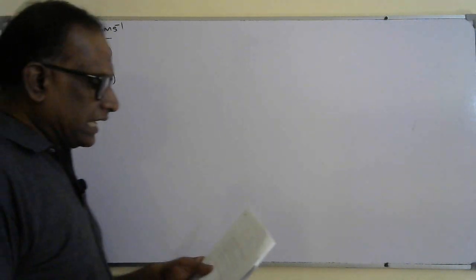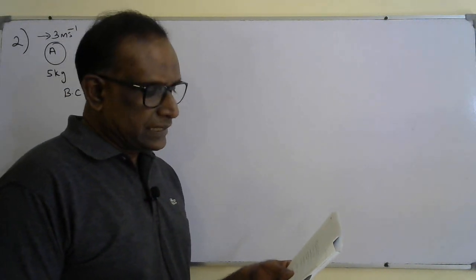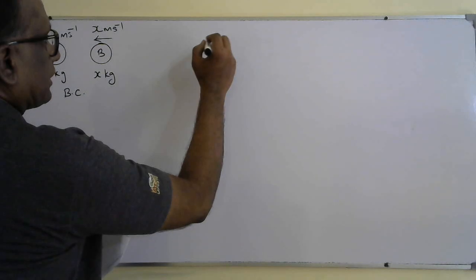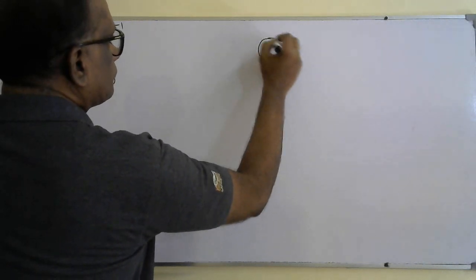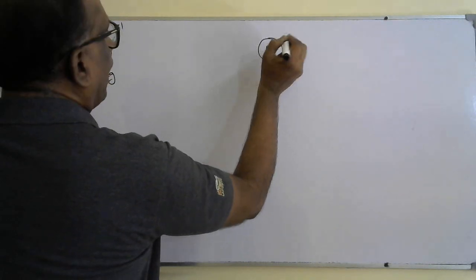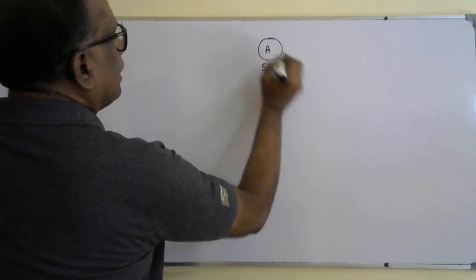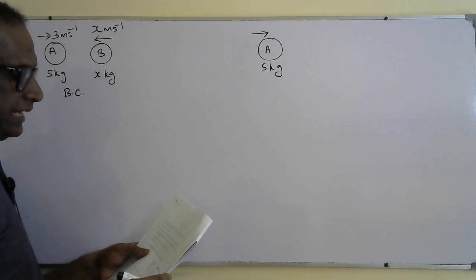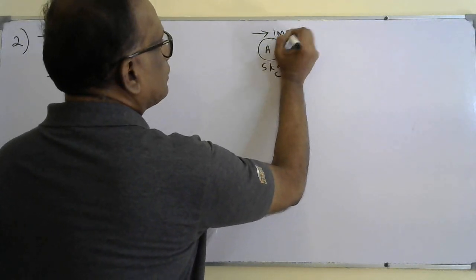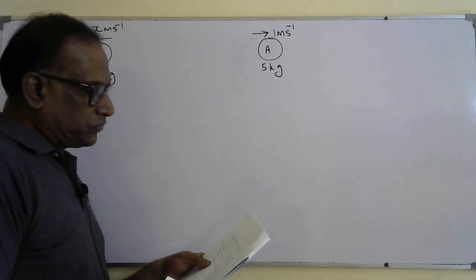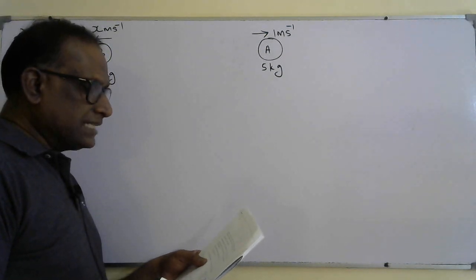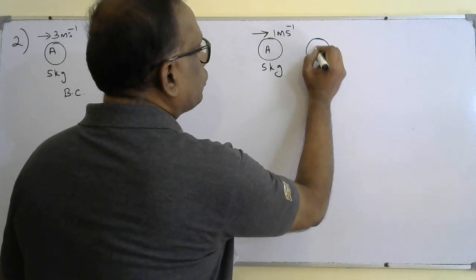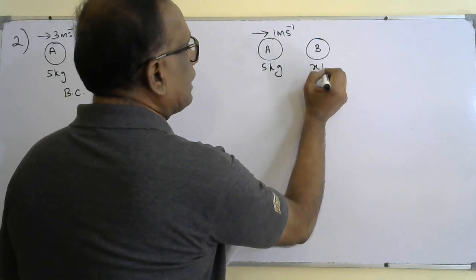Okay, immediately after collision, the speed of A is 1 meter per second and its direction of motion is unchanged. So A should move towards right after collision. So A after collision, the mass is 5 kilogram, its direction is not changing, so it has speed 1 meter per second towards right. Immediately after collision, the speed of B is 1.5. What could be the direction? The velocity of B should also be towards right. So the mass is x kilogram.